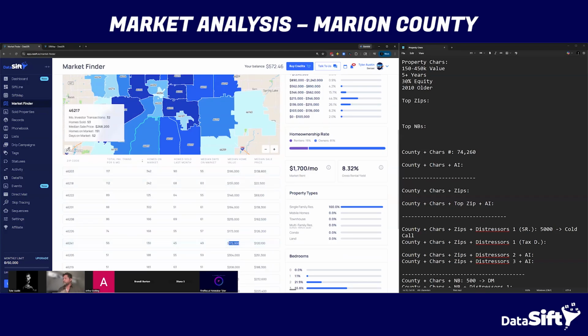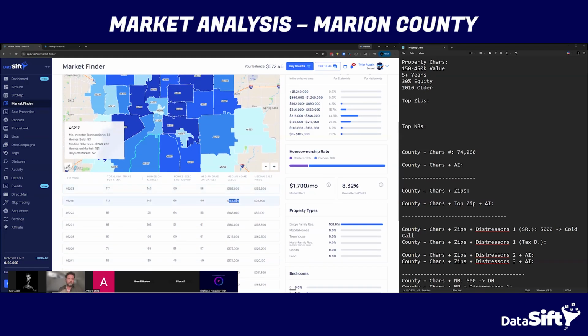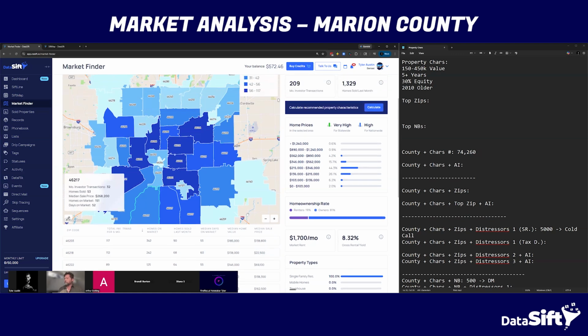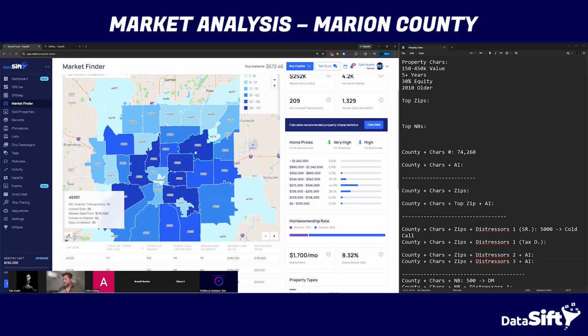It is above that, but this is not. 46218 is actually kind of below our median home value and everything. So that could potentially be a gentrification area. Local knowledge would tell us better. All right.